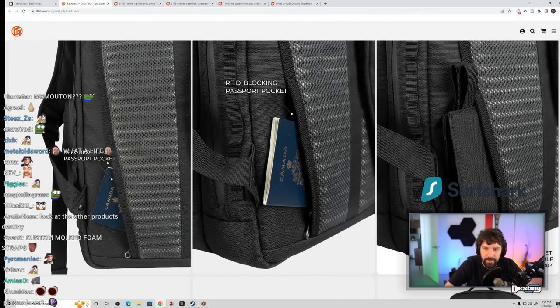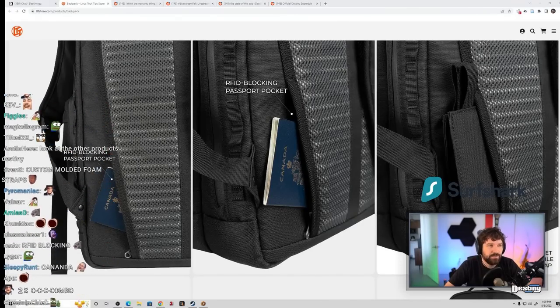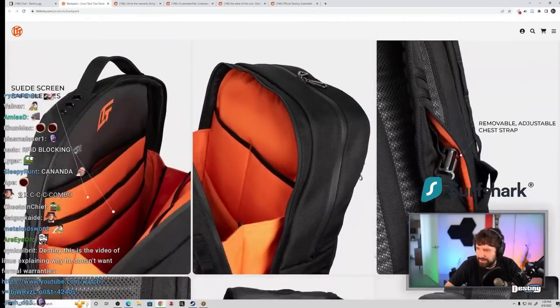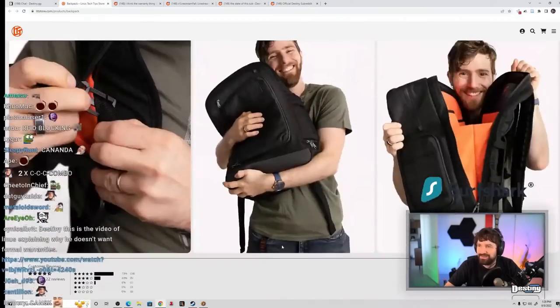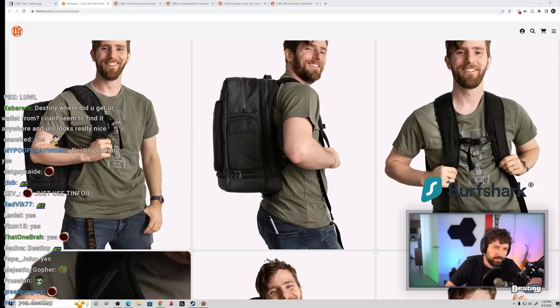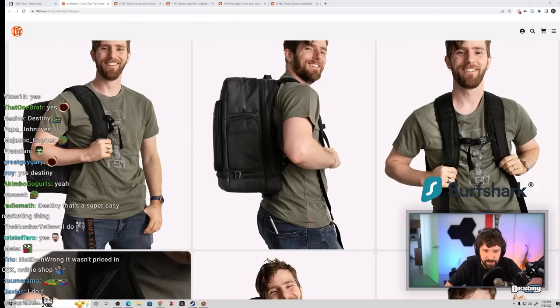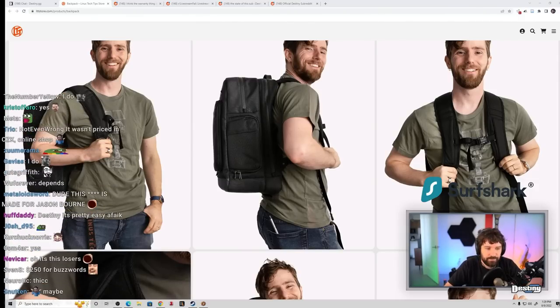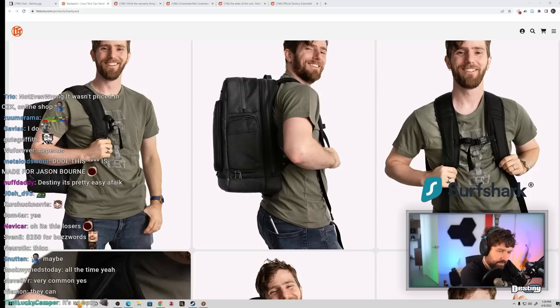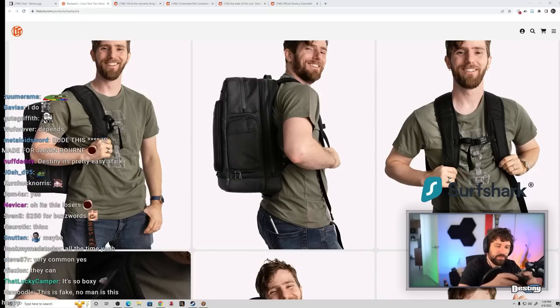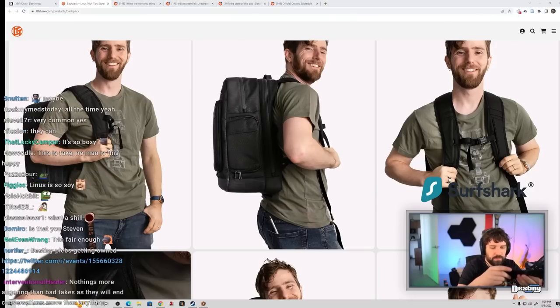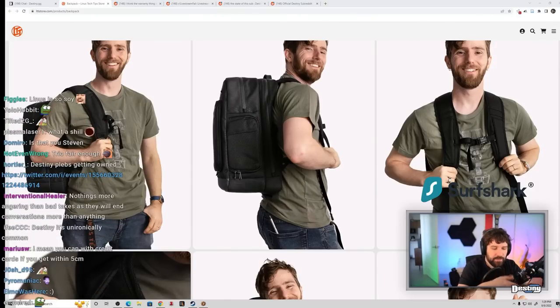RFID blocking passport. Do people steal stuff through RFID scanners? Unironically, yes. Oh, I wonder how much of my stuff's been stolen. Where did you get your wallet from? I don't know. I really like this wallet. I've used it for a long time. Jack Henry. I don't know if they make them anymore.